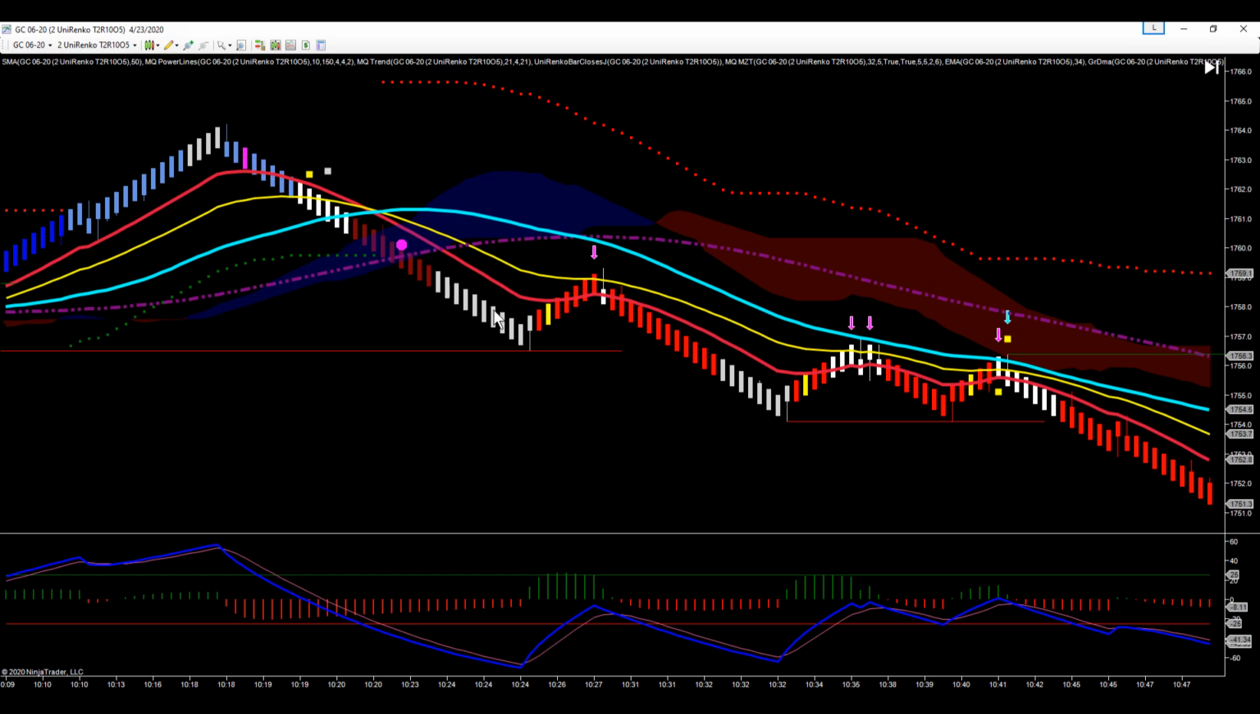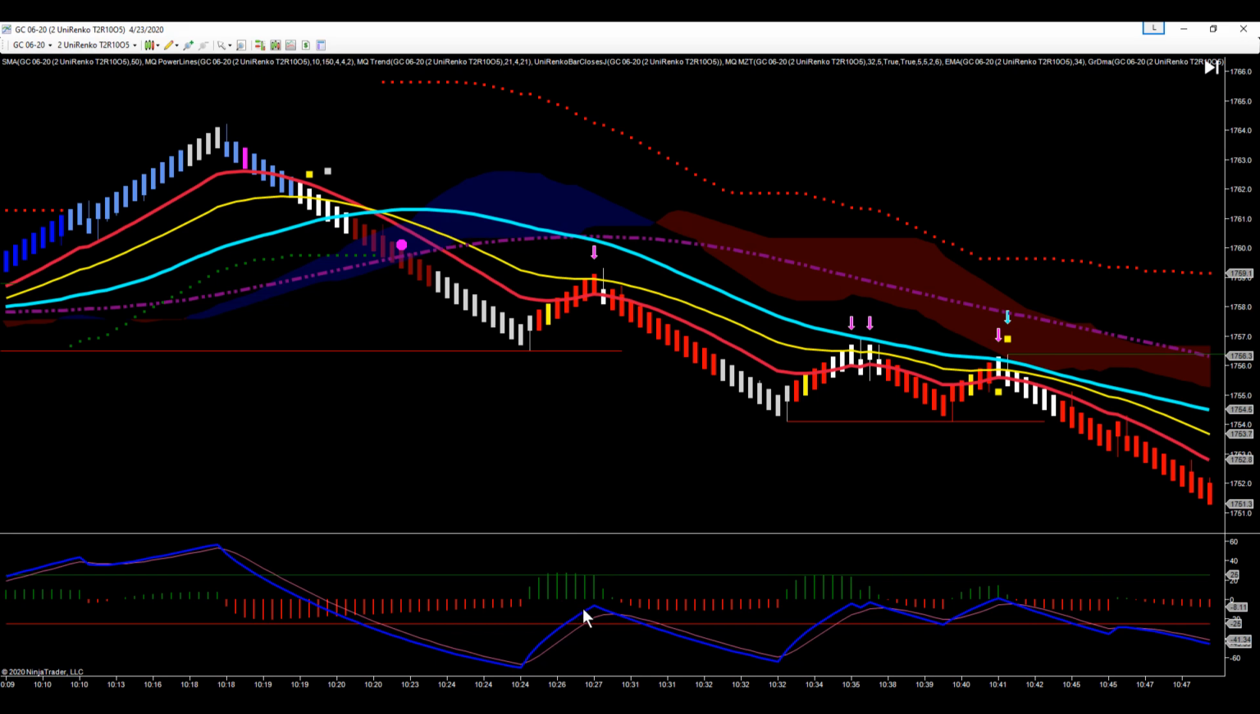We pushed down, pivoted right here. The low of that bar was 1756.5, which was enough to trigger the failed bull flag. So at this point, we're looking for a short setup on the Unirenko chart. We make the pullback right here to the 34. We get a fast line zero touch, which is a momentum reset.